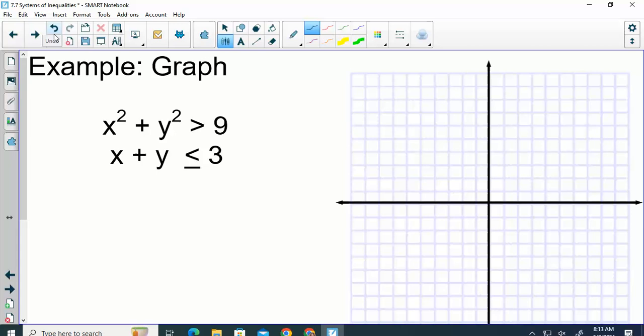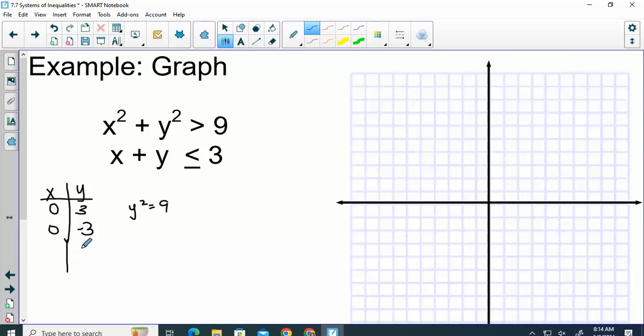So x squared plus y squared is greater than 9. If we don't know what the graph looks like, what can we do? Okay, let's start with some easy ones. If you put in a 0 for x, pretend it's an equal to for a second. If x is 0, you get y squared equals 9. So what's y? 3 or negative 3. So we get 0, 3 and 0, negative 3 are points.